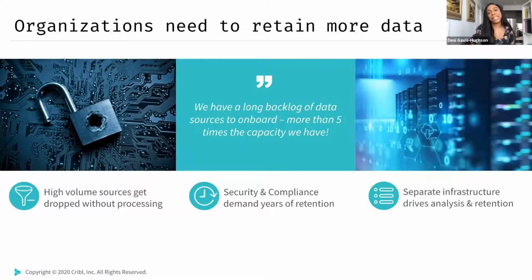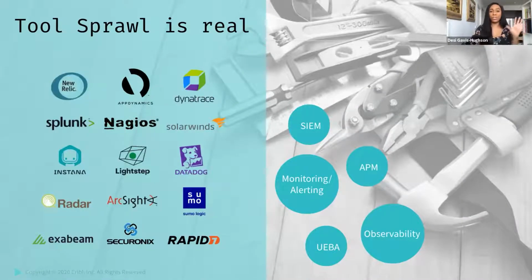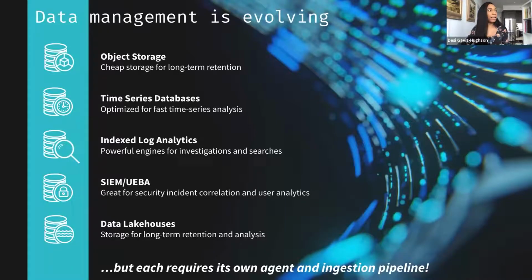Lastly, systems are optimized to handle data analysis and retention separately. So what that means is you often end up using a lot of different tools to retain and analyze all of your machine data. And adding each one of these tools also adds complexity and hidden costs. So like I just mentioned, environments are getting super complex. You have your object storage, your time series databases, your data lake houses. Each of these have their own agents and their own ingestion pipelines. So it gets tough to manage it all. And it really forces enterprises to make some hard decisions and hard choices about which data to send to where.